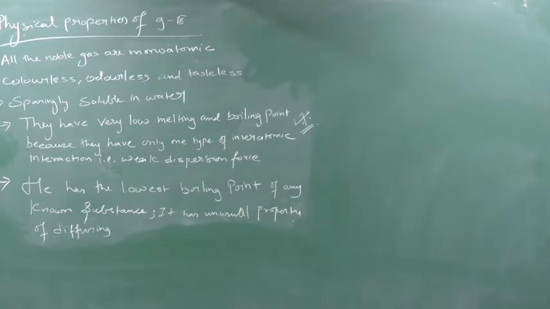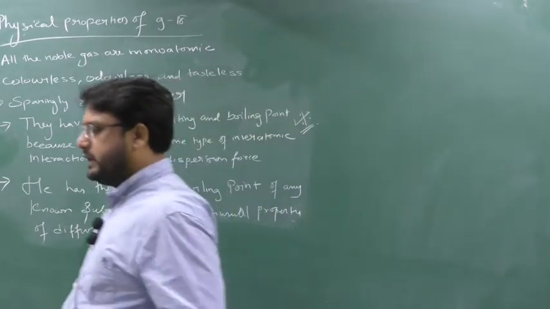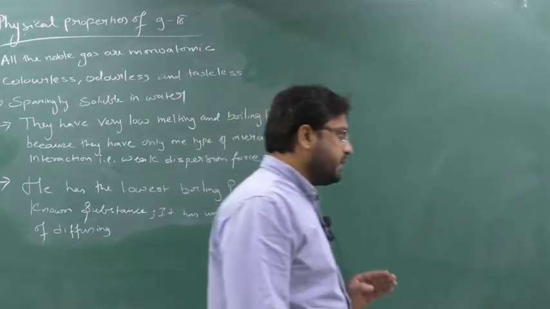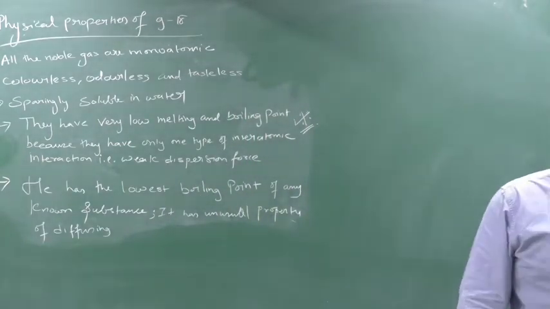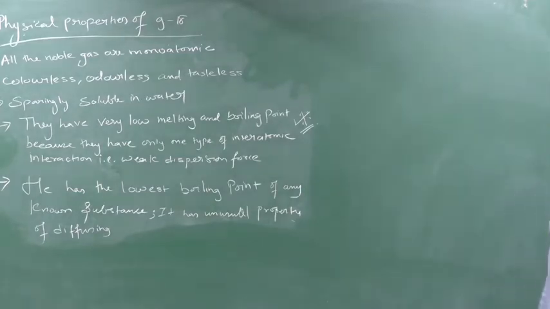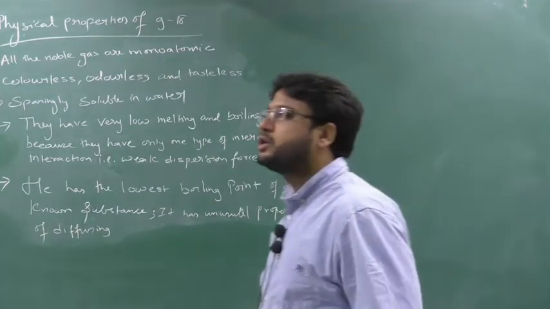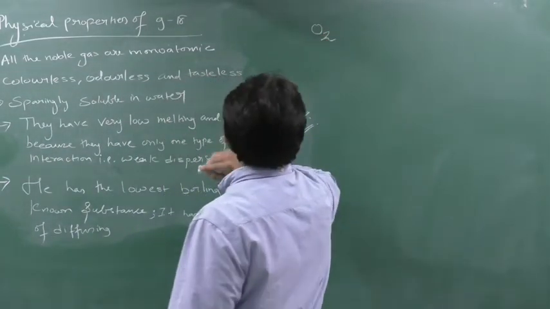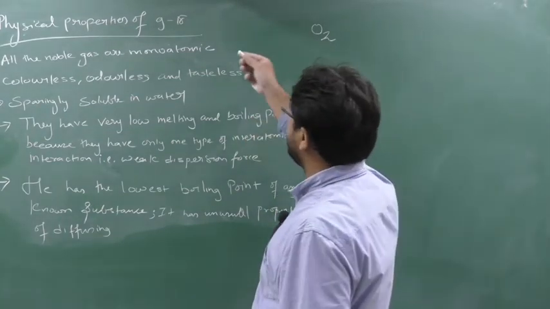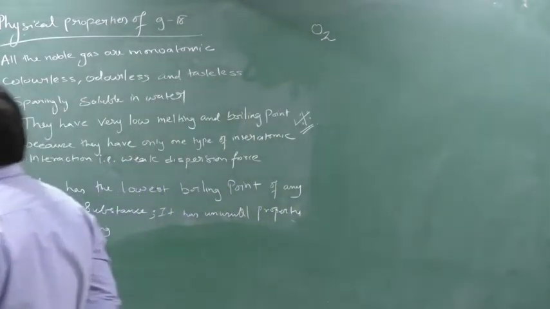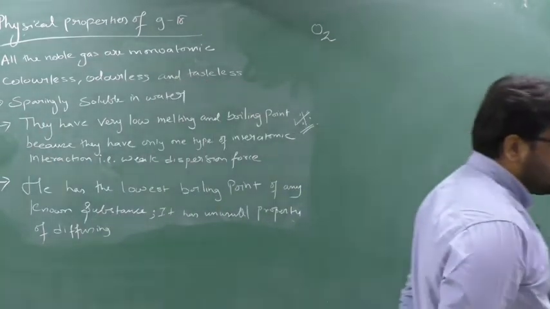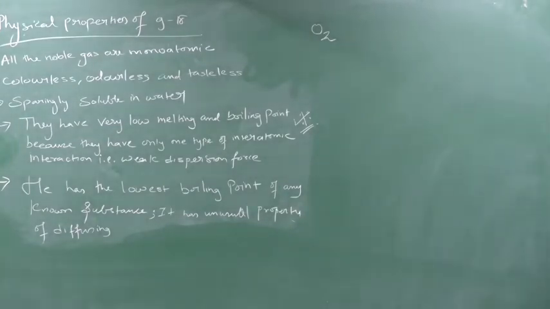The first point says all the noble gases, that is helium, neon, argon, krypton, xenon and radon, all the elements of group number 18, which we call inert elements or noble gases, are all monoatomic. They have atomicity 1. Like oxygen is also a gas, but oxygen is diatomic, yes or no? It has atomicity 2. Whereas all these gases, helium, neon, argon, krypton, xenon, radon, are monoatomic and they exist in the gaseous state. So all the noble gases are monoatomic and they all exist as gases.